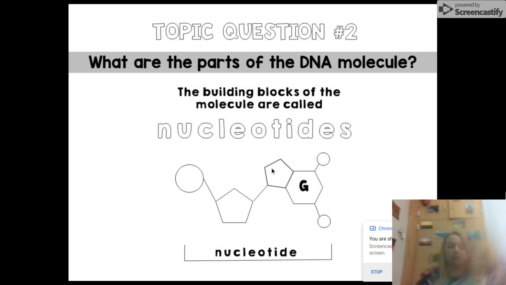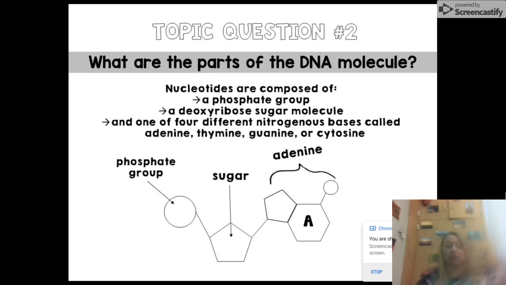And if you remember, we talked about there could be multiple rings. So these little hexagon shapes are like the rings. If you have 2 rings, that's called a purine. And if you have 1 ring, that's called a pyrimidine.